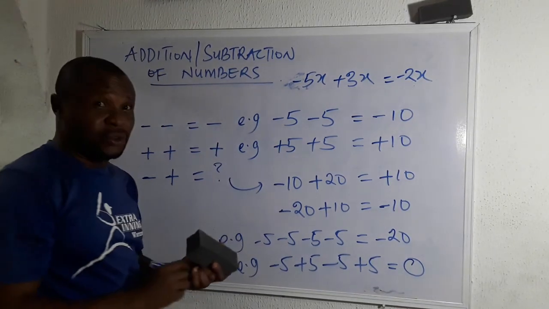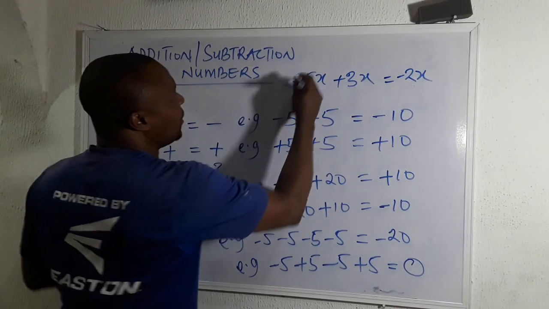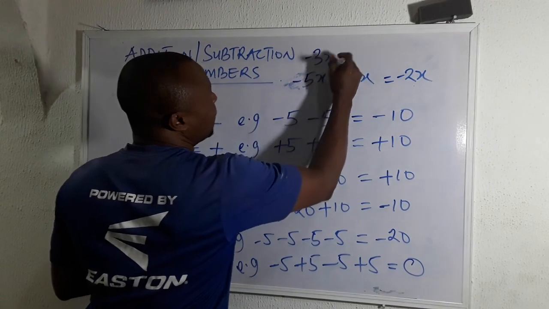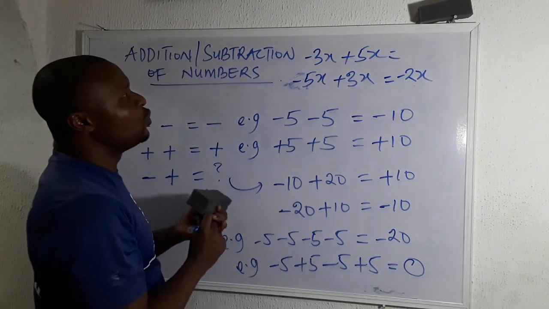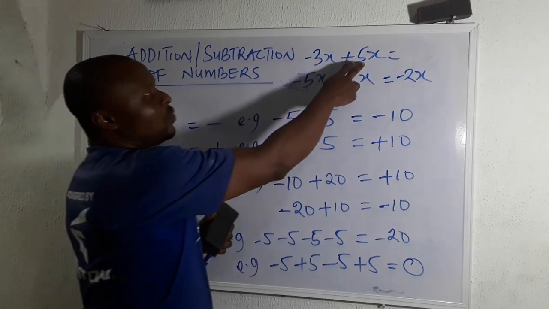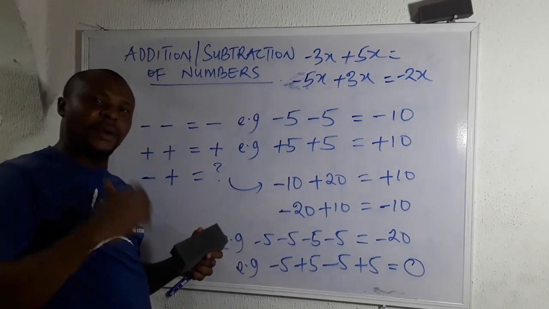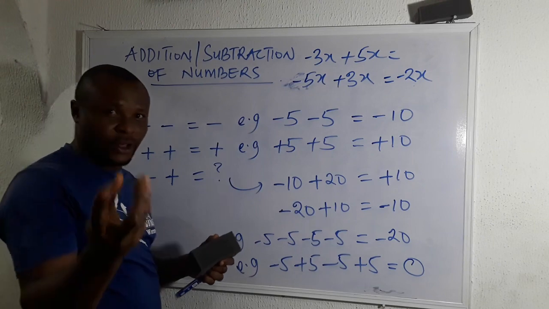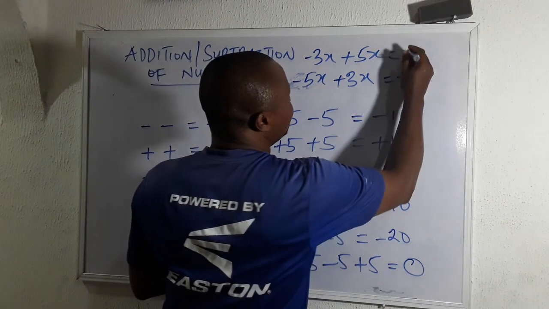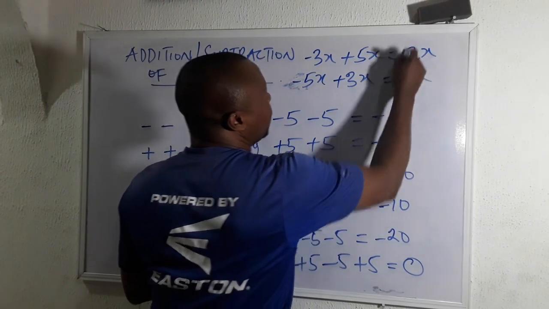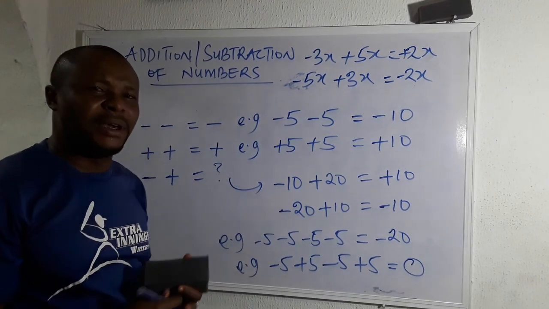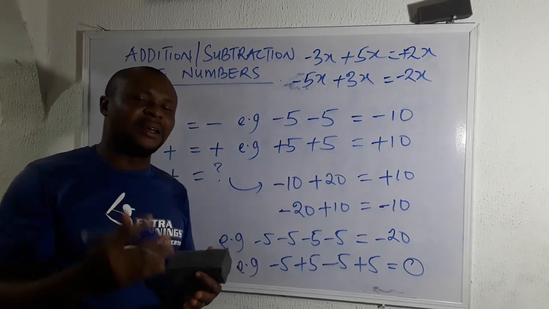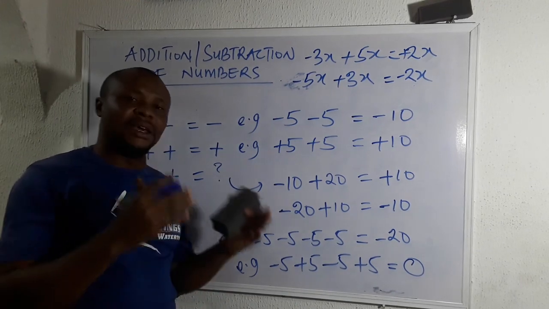Now, you can also have minus 3x plus 5x. In this case, you owe 3x and you have 5x. So if you pay, you'll be left with 2x. So that is plus 2x. So this is pretty much how numbers are added and subtracted in mathematics.